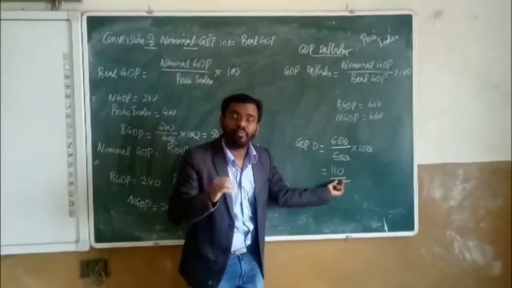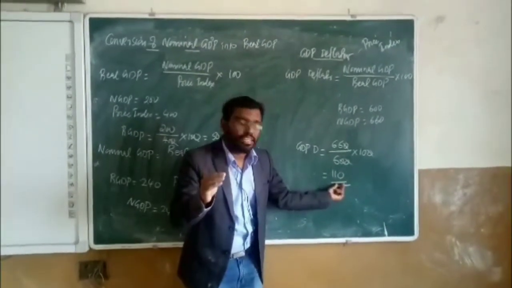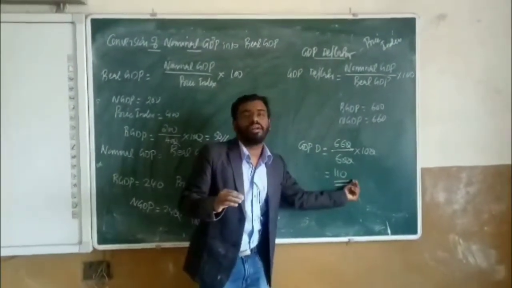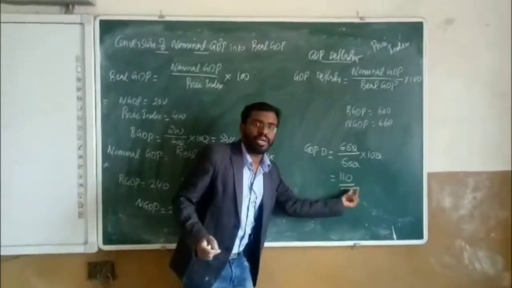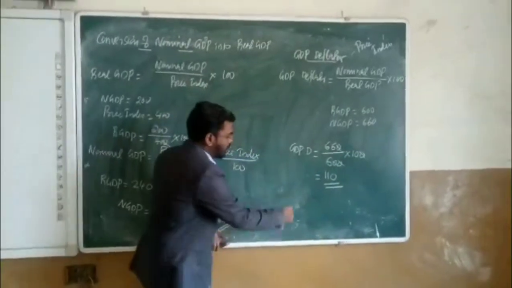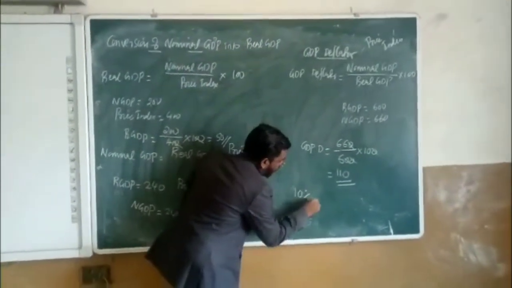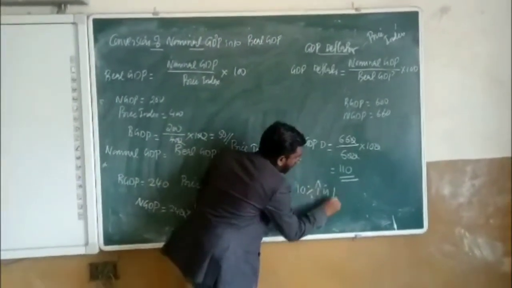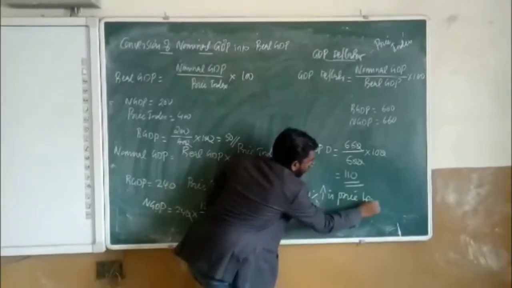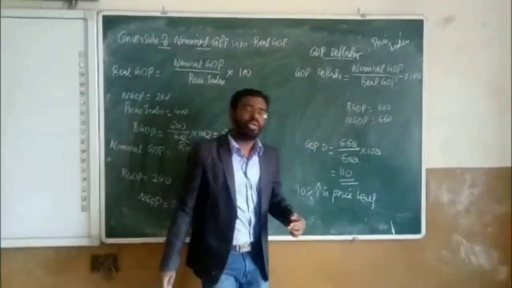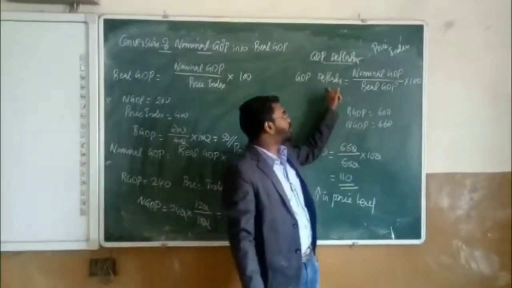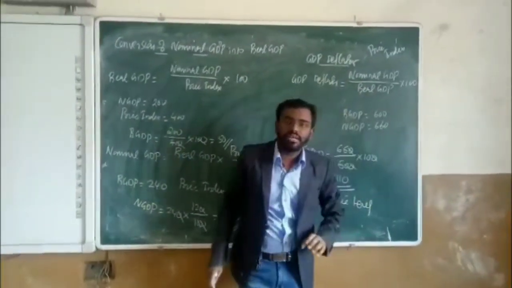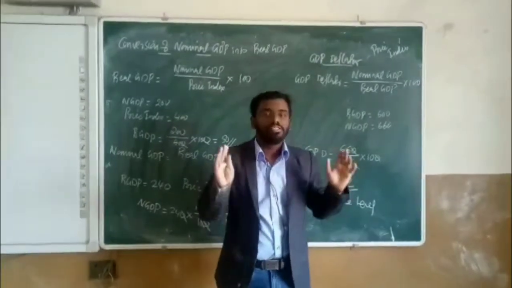Then how can we measure the increase in price? Just subtract 100 from this 110, as you studied in 11th class. So how much rise in prices happened in the economy? There was a 10% increase in the price level in the economy. Okay, so that is GDP deflator. GDP deflator is equal to nominal GDP divided by real GDP.